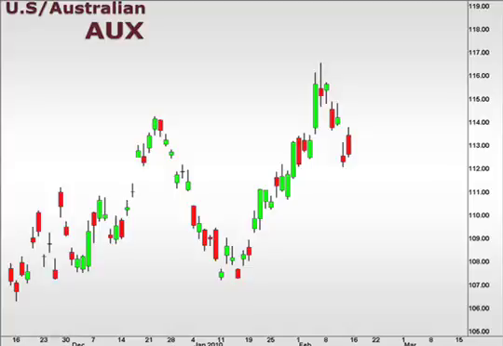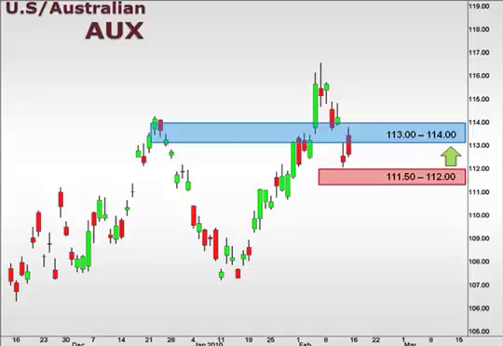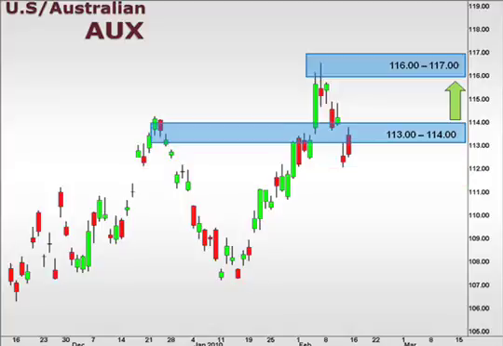Let's take a look at the US versus the Australian dollar, as seen here in the ISC FX options pair value AUX. Well, the pair actually retraced back to test support at the 111.5, 112 focal zone, which is a measured retracement zone that we've had on the radar. Now, last week the pair value bounced here and retested resistance up at the 113, 114 range, and any consolidation within this range and close above 114 lends further credibility to a continuation into this 116, 117 focal zone as a test of resistance.